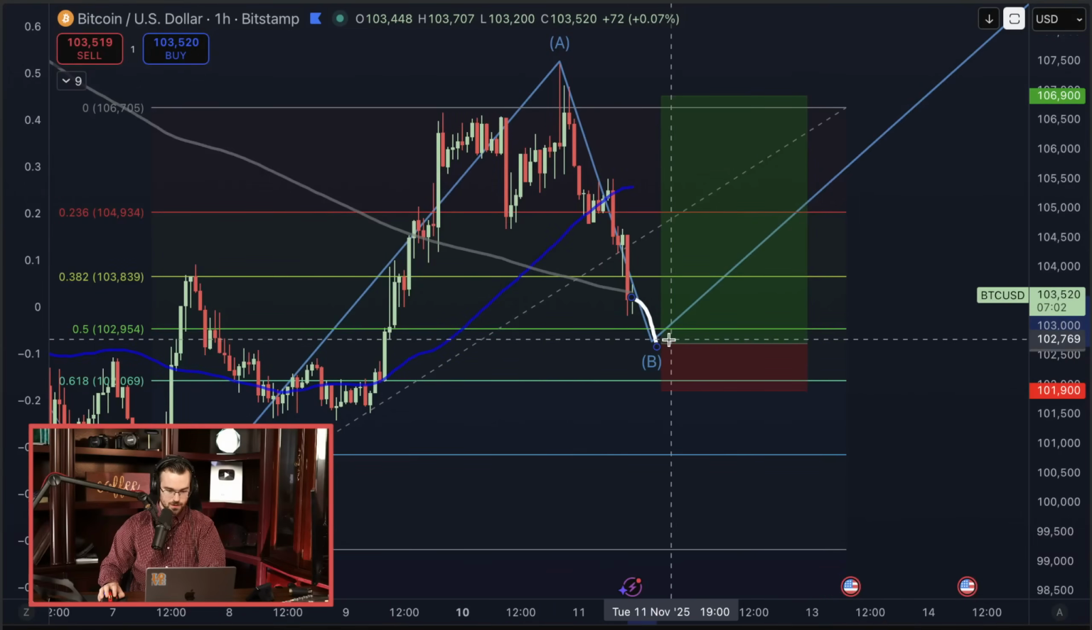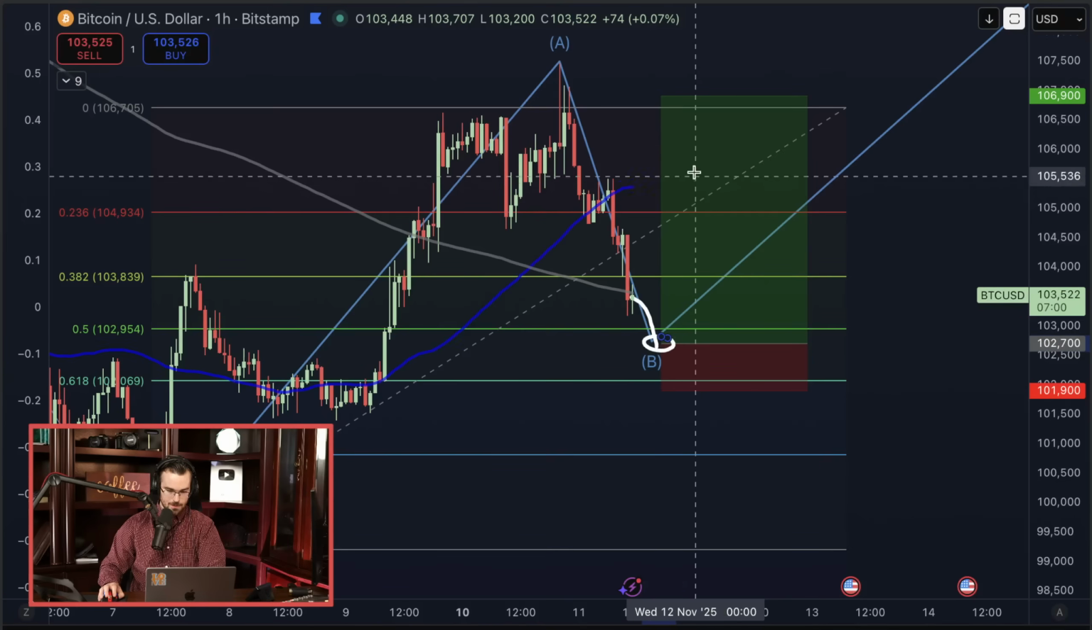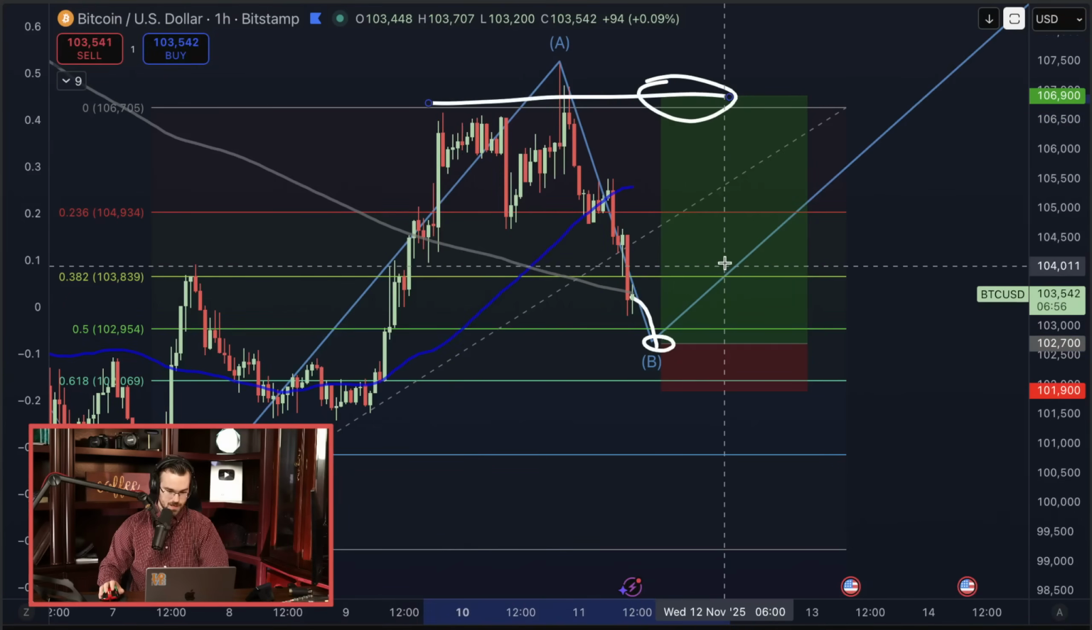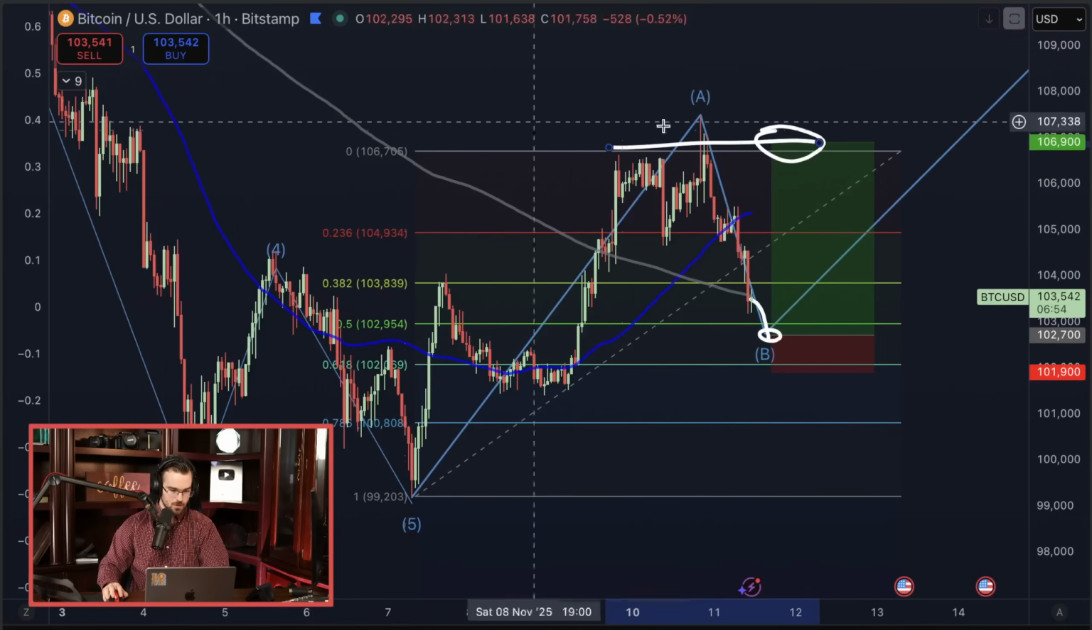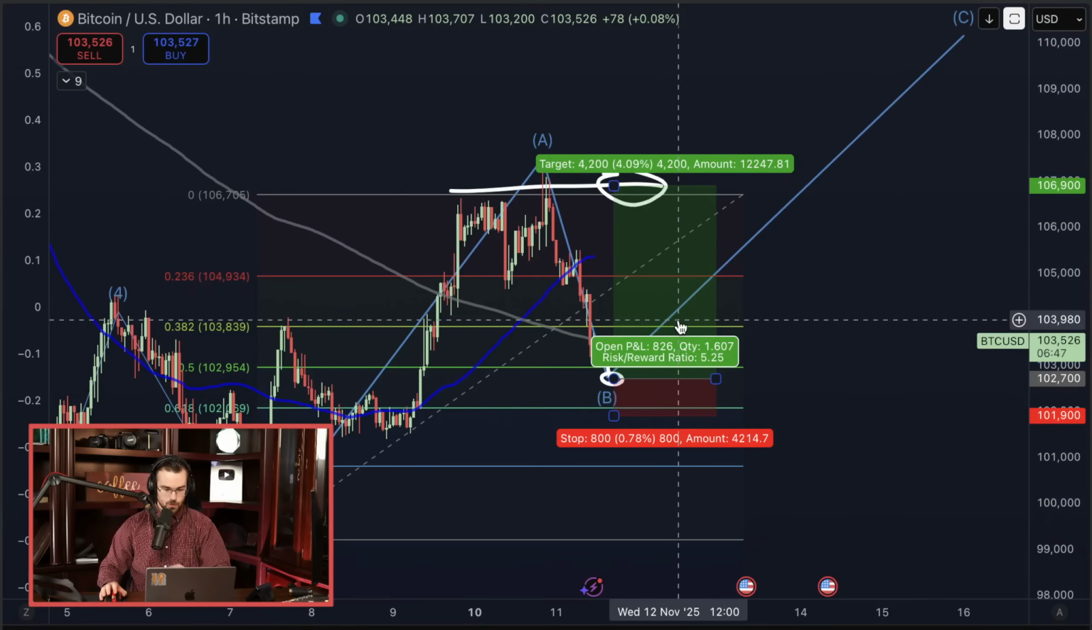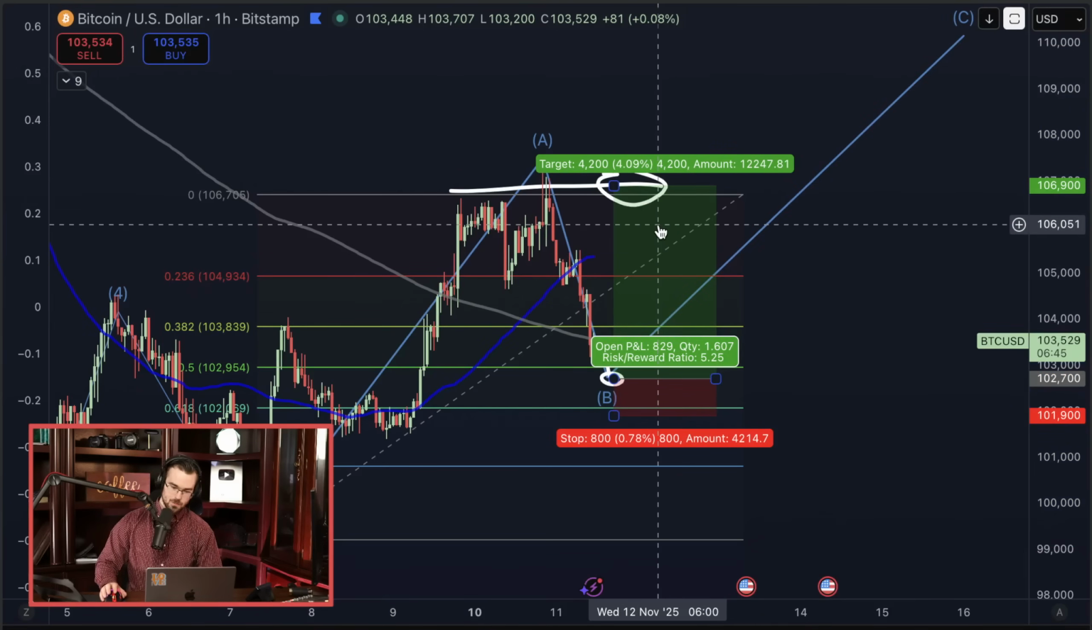So if Bitcoin drops down here, I already have the limit order set up to grab that entry, and we are just going to target right up here at the top of this range. Because if we see the bottom of the B wave come in, then that C wave is likely going to send us well beyond the top of the A wave, but I'm able to get a 5.25 risk to reward ratio. I'm fine with that risk factor.